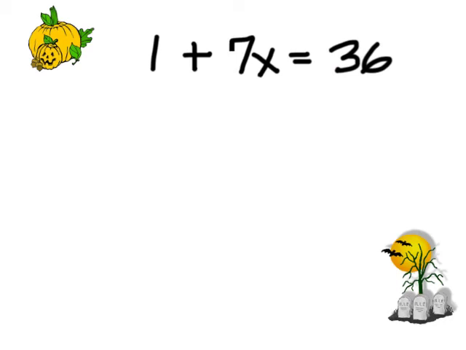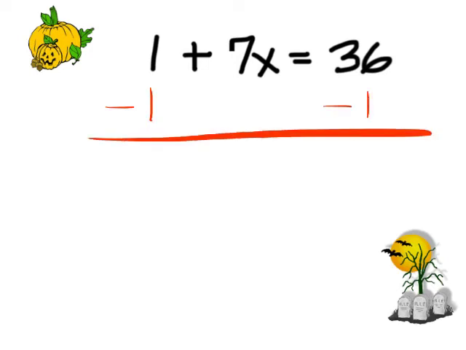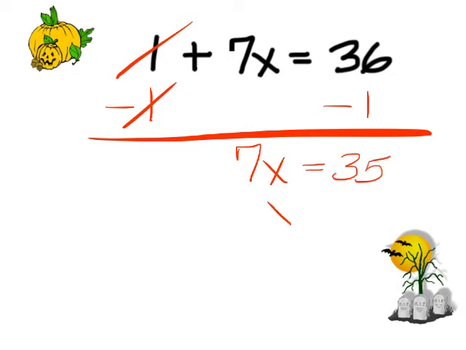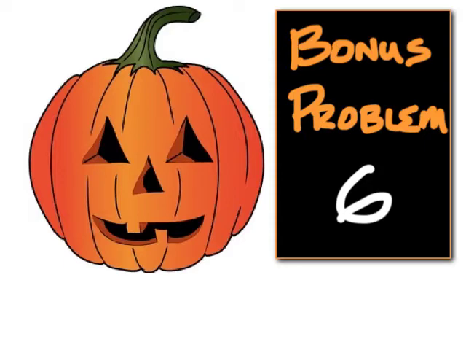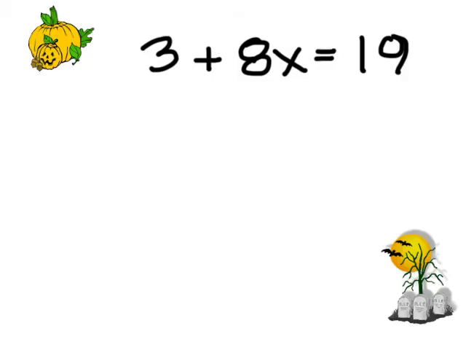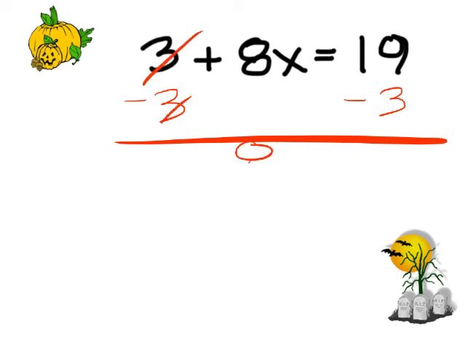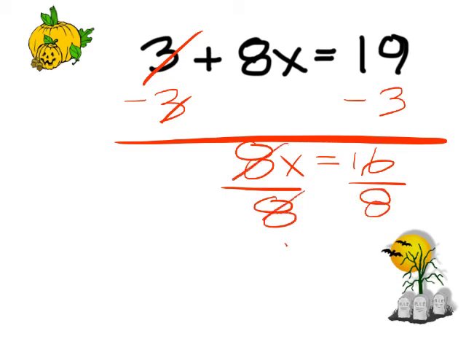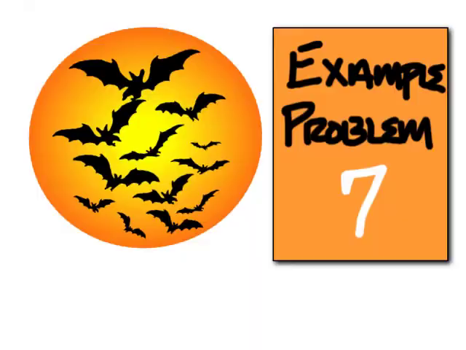Practice problem number 6. For the practice problem, subtract 1 from both sides. You get 7x equals 35. And divide both sides by 7. Answer is 5. Bonus problem number 6. You're going to subtract 3 from both sides. You're left with 8x equals 16. Divide both sides by 8, and you get an answer of 2.